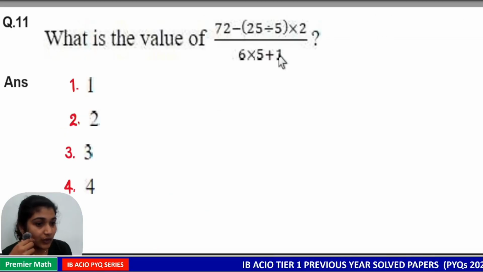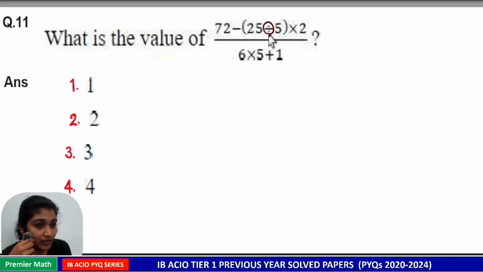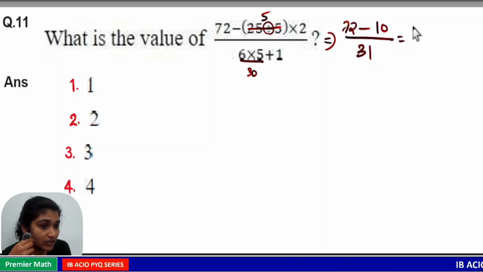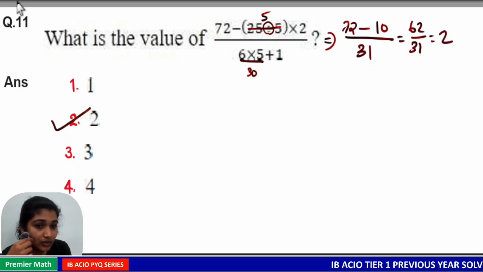What is the value of the following? Here first give priority to division. So 25 by 5 is equal to 5. So this will become 72 minus 5 into 2, which is 10, divided by 6 into 5, which is 30. So 30 plus 1 is 31. So this will become 62 by 31, which is equal to 2. Option 2 is your answer.